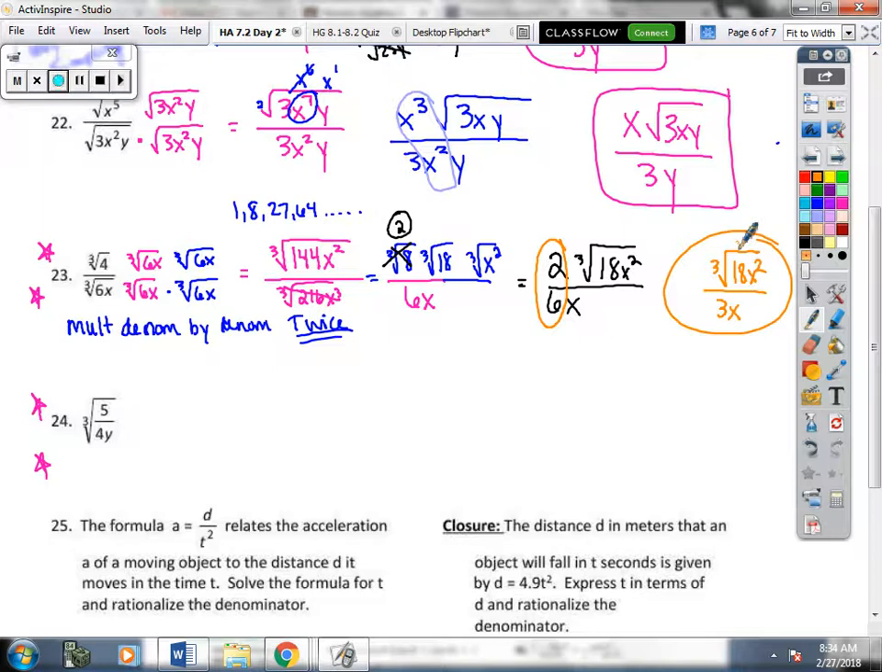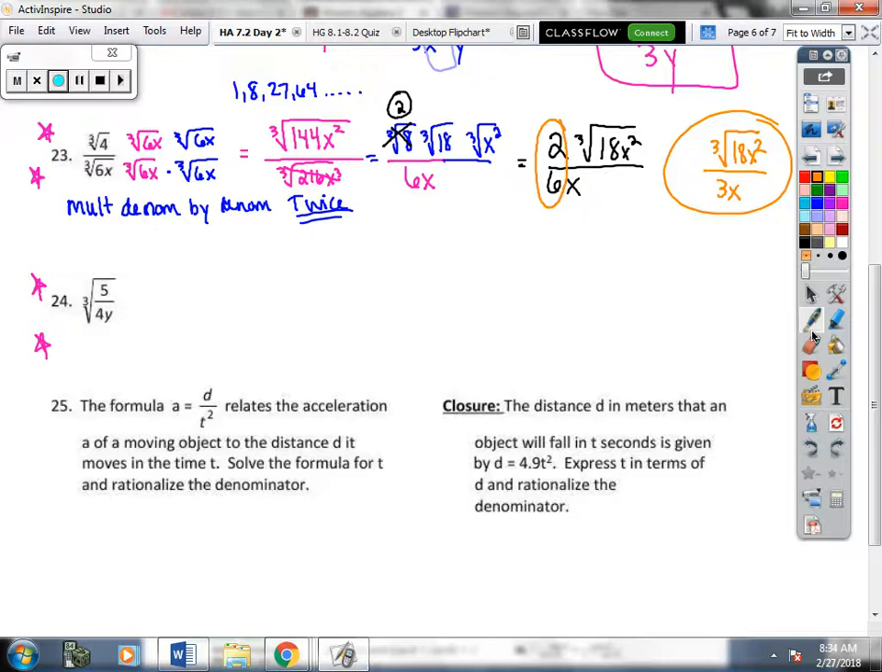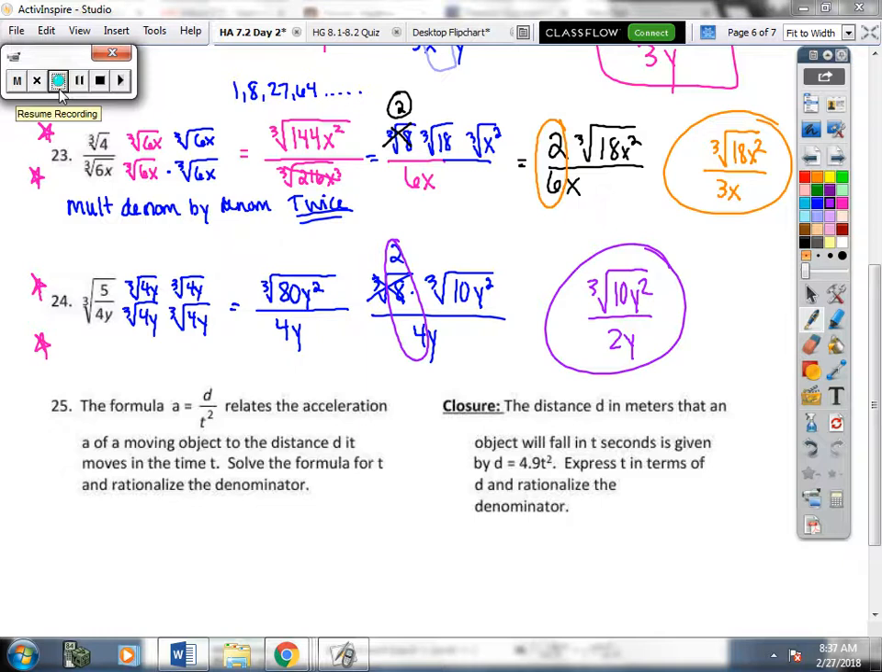See if you guys can try 24. Again, make sure when you rationalize the denominator that you do get a perfect cube in the bottom of your fraction. Which I saw a lot of you getting. So nice job.